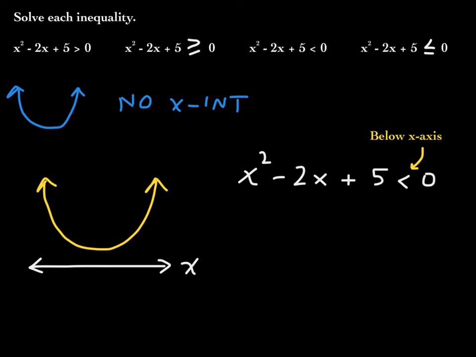Okay, let's go to this one, less than 0. Now, this is asking you when is it below the x-axis, and you should say it's never below the x-axis, so that should be a clear no solution for you. It's never below the x-axis. Okay, next one. This one is non-strict. It's asking you when is it either below the x-axis or right on the x-axis. Neither of those two things happen. It's neither below the x-axis nor right on the x-axis. It's neither less than 0 or equal to 0. So again, no solution.